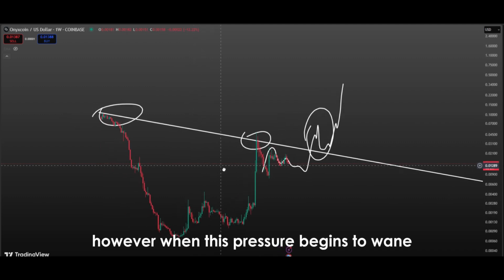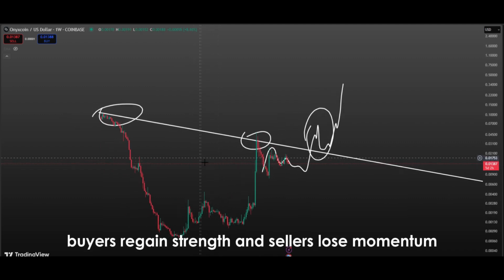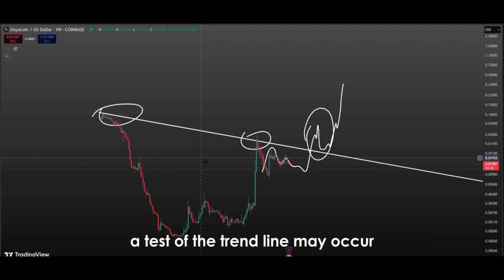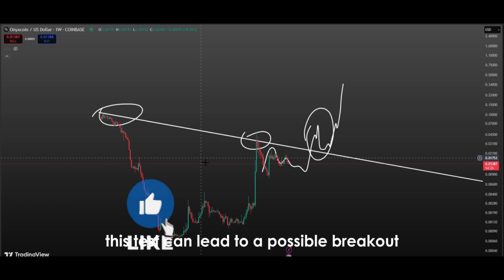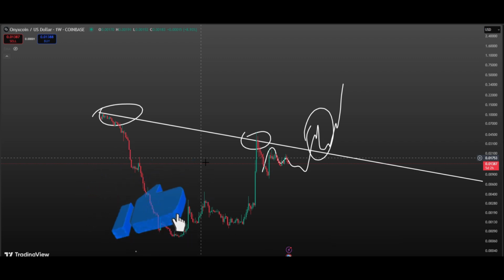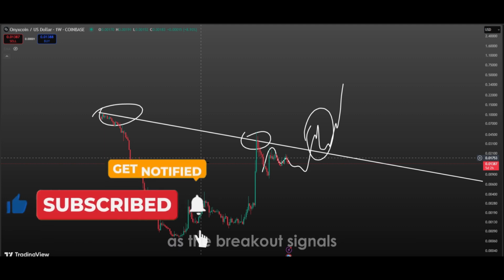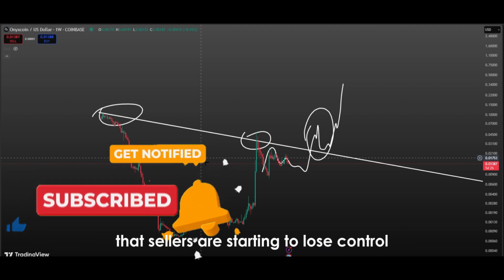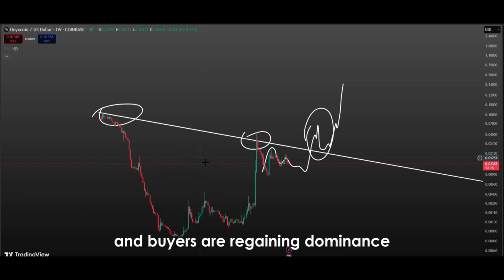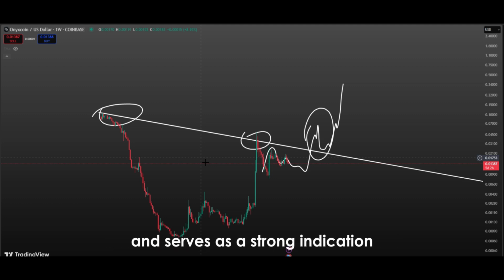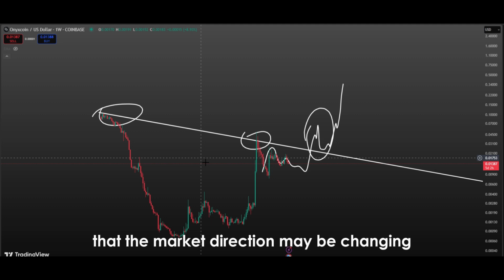However, when this pressure begins to wane, buyers regain strength and sellers lose momentum, a test of the trend line may occur. This test can lead to a possible breakout. When a descending trend line is broken, there is a significant shift in market dynamics as the breakout signals that sellers are starting to lose control and buyers are regaining dominance. This often triggers an upward movement and serves as a strong indication that the market direction may be changing.